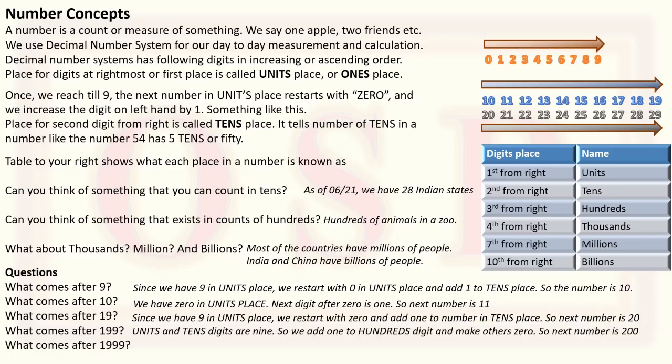On similar lines, what comes after 1999? Now since we have 9 in units, tens and hundreds place, with the same logic as in the above question, the next number is 2000.